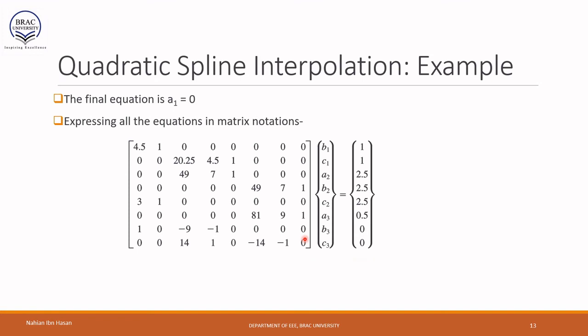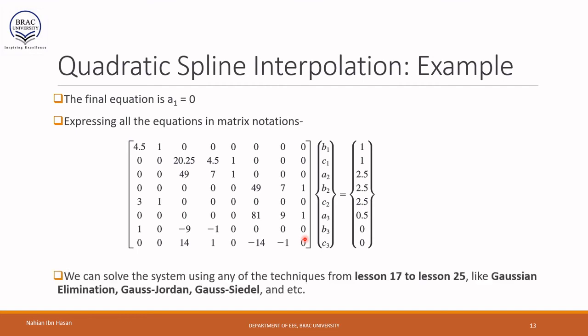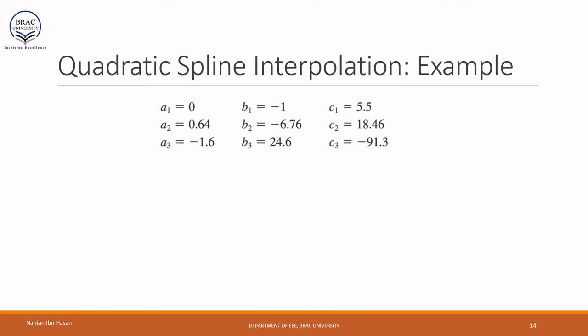So I can easily use Gaussian elimination, Gauss-Jordan or Gauss-Seidel methods that I have covered in lesson 17 to lesson 25. Please go through those lessons to solve such kinds of equations. Gaussian elimination, Gauss-Jordan, Gauss-Seidel or the Thomas algorithm, whatever it is, you can easily apply those solving techniques to solve such a system of linear equations. Once you solve this system, you would get the unknown coefficients, something like this.